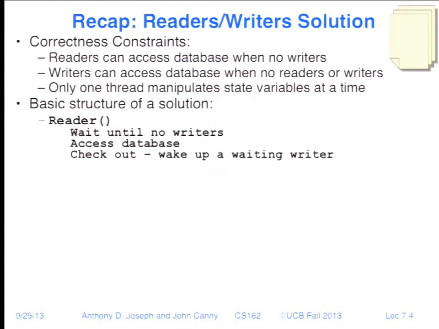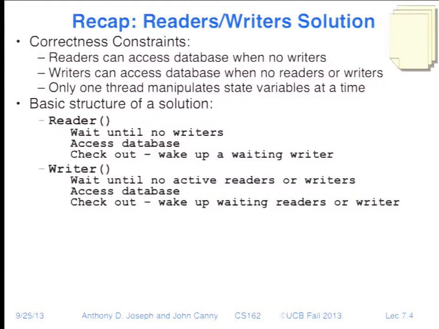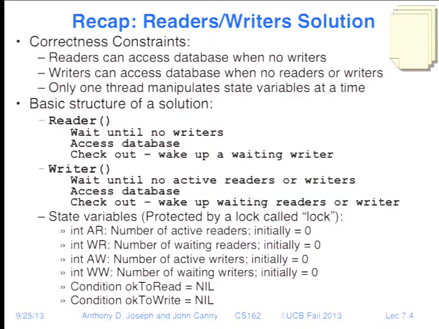Okay, so here's the basic structure of a solution. Here's the reader piece. The reader waits until there are no writers, accesses the database, and then checks out. The writer waits until nobody else is trying to access, accesses the database and checks out. The only tweak to that is to give writers a bit of extra priority. In order to manage the access, we keep track of the state of the readers and writers using these state variables: the count of active readers, the count of waiting readers, and similarly active writers and waiting writers. And we have some condition variables as well.